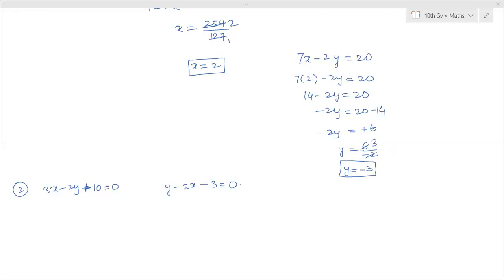Ma'am, for this question, the second equation y minus 2x is equal to 3. You can make it in a proper order. We can make it as minus 2x plus y. Okay, ma'am. Ma'am, third one is x is 2 and y is 3. X is 2 and y is 3, right? Fourth one.